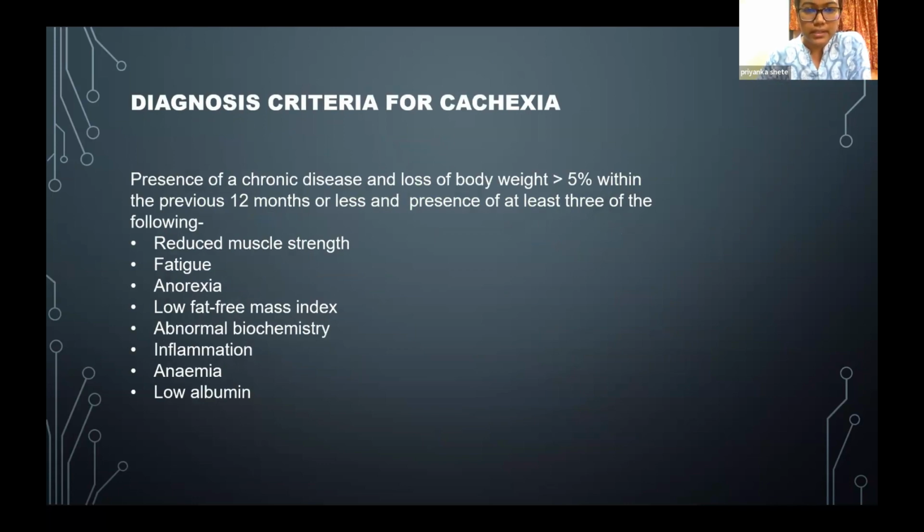Now coming to the diagnostic criteria for cachexia. The presence of chronic disease and loss of body weight more than 5% within the previous 12 months or less, and the presence of at least 3 of the following: reduced muscle strength, fatigue, anorexia, low fat-free mass index, abnormal biochemistry, inflammation, anemia, and low albumin.